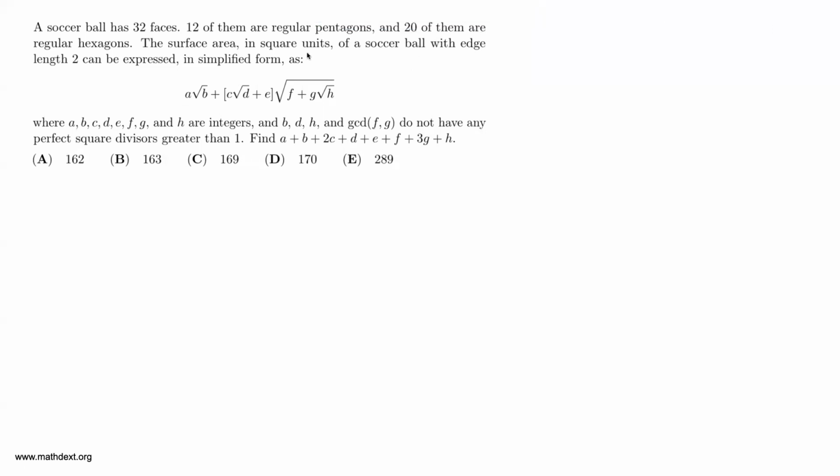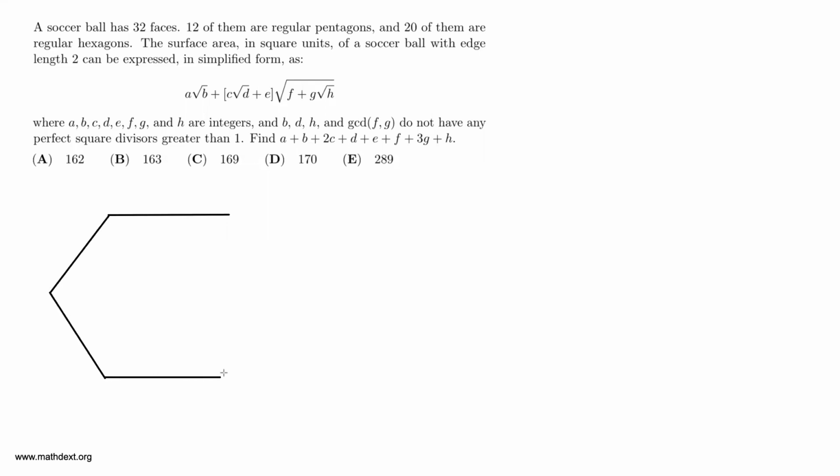Okay, so let's start out by thinking about what it means to have the surface area. The surface area of the soccer ball is the total combined area of all of the faces. And since all of the regular pentagons are congruent and all the regular hexagons are congruent, we can just find the area of a regular pentagon and the area of a regular hexagon and multiply them by 12 and 20 respectively to account for all of the faces. Okay, so let's start out by finding the area of the hexagon because that's simpler.